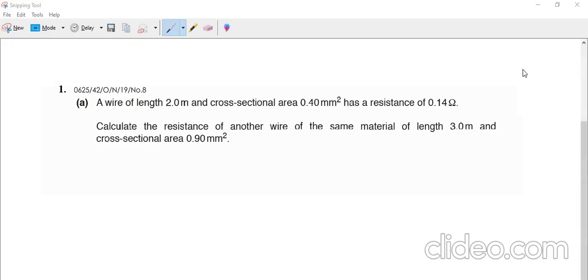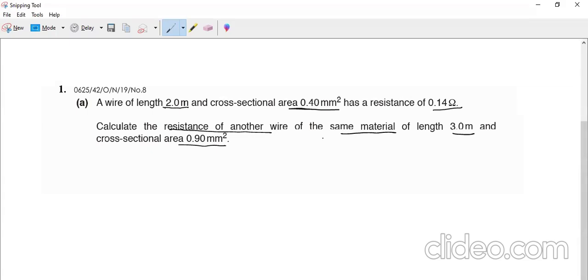Look, one thing to understand is that he's asking you the resistance of another wire, the same material, of length 3 and 0.9 meter. Please underline the important things when you read the question, okay? And then this length of 2 meter is given, and he said the wire had a cross section and had a resistance of this. So they're the same material.